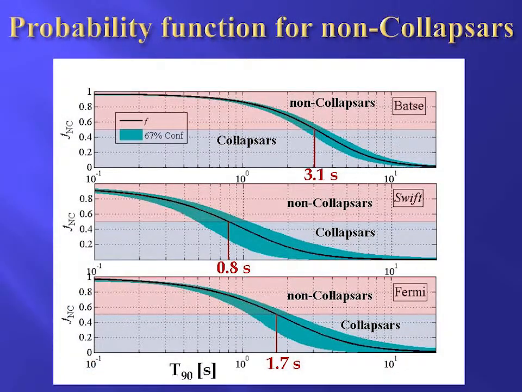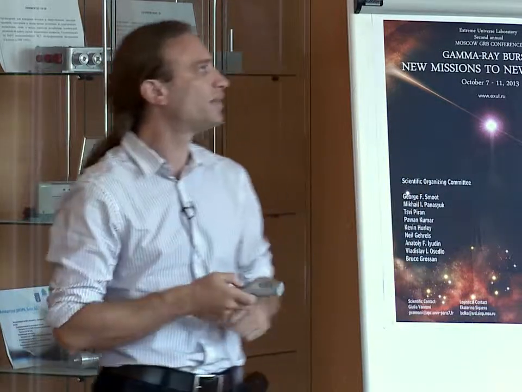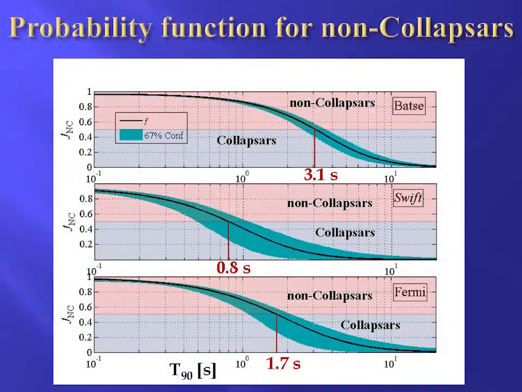Now, if we take the probability of 0.5 as some sort of a threshold duration between what is more likely to be a collapsar and more likely to be a non-collapsar, you can see that this threshold in fact changes between the satellites. BATSE, which is the hardest satellite among these three, has the longest threshold duration of about 3 seconds. Fermi, which observes between the softest band and the hardest band, and is more balanced, has a duration of about 2 seconds. And Swift, which is the softest one, has a threshold duration of 0.8 seconds.